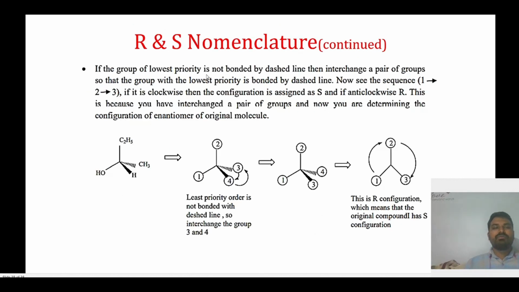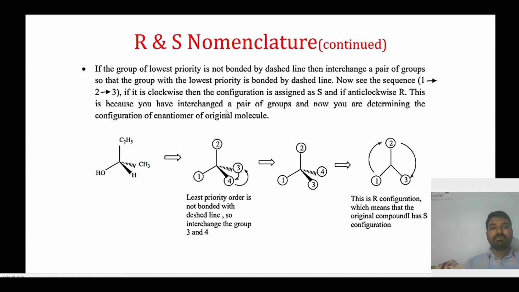If the group of lowest priority is not bonded by a dashed line, then interchange a pair of groups so that the group with the lowest priority is bonded by a dashed line. Now see the sequence 1, 2 and 3. If it is clockwise, then the configuration is assigned as S, and if anti-clockwise, then R.